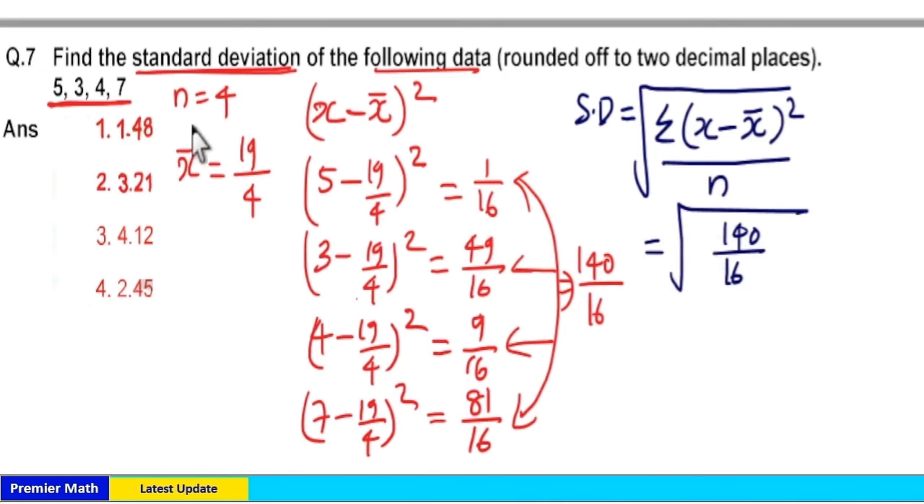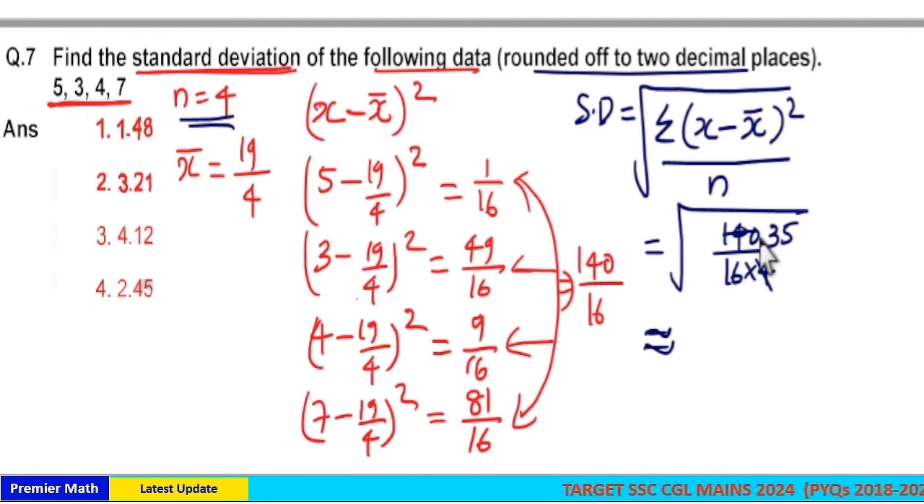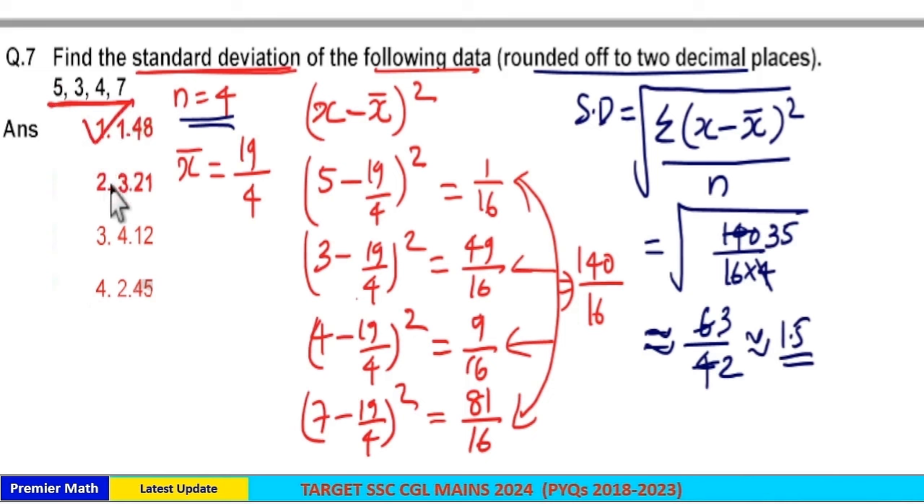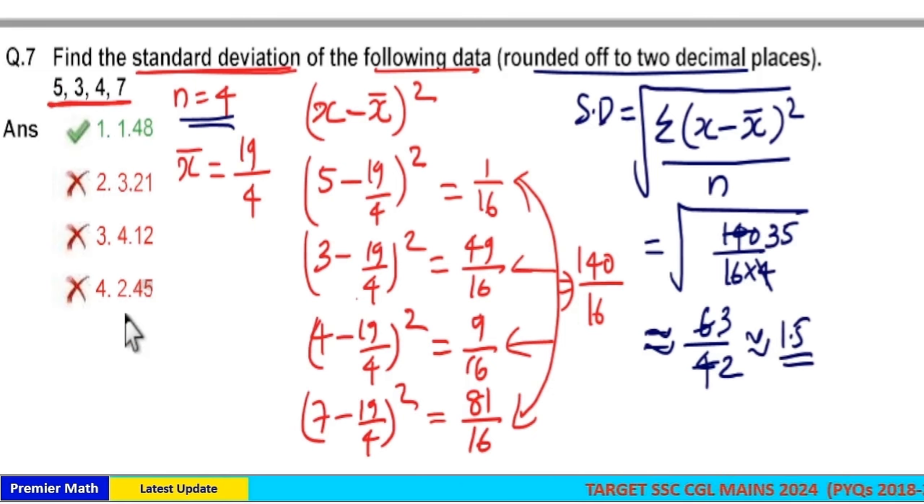Now 4 goes 3 times in 12. Remaining 20, 3 goes 5 times in 20. So here I can round off to 2 decimal places. So consider root 35 as root 36, which is equal to 6. And here root 16 is 4. Now this is 3 by 2, which is 1.5. So your value is around 1.5, which means option 1 is your answer. That is, 1.48 is the standard deviation of 5, 3, 4, 7.